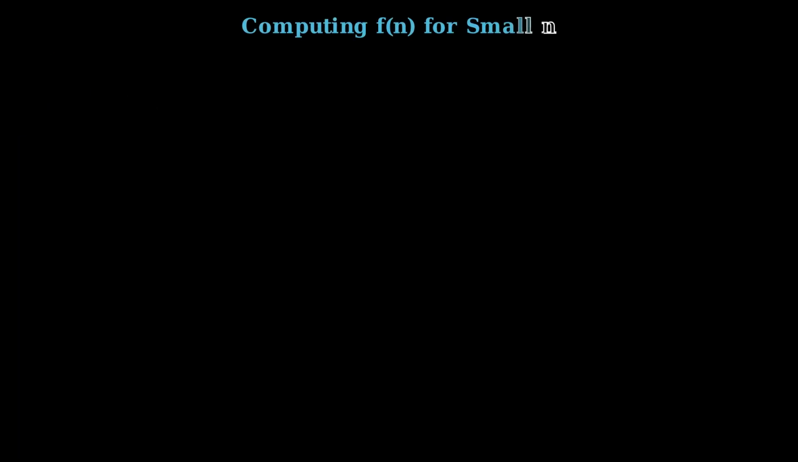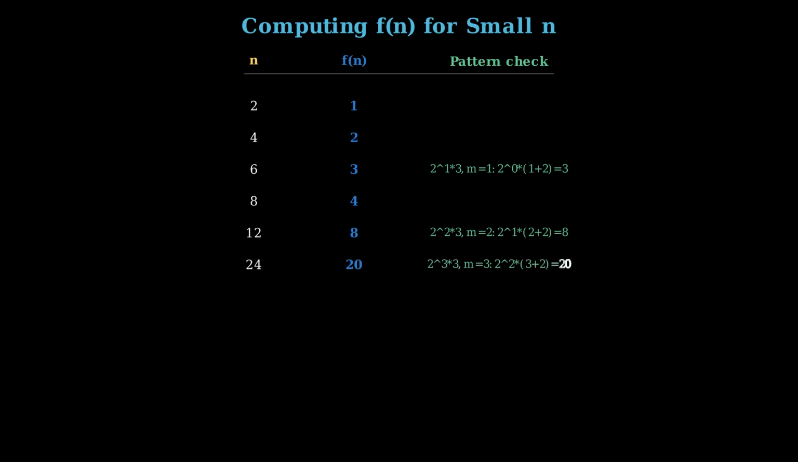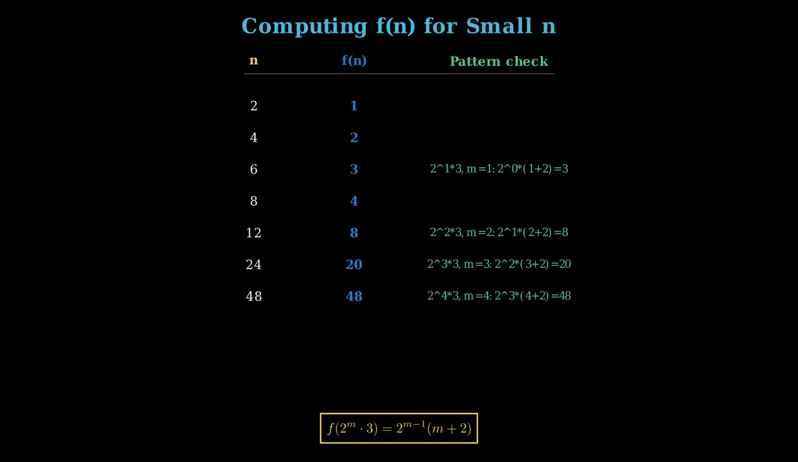Let f(n) be the number of n-chains. f(2) = 1, f(4) = 2, f(6) = 3, f(8) = 4, f(12) = 8, f(24) = 20. For numbers of the form 2^m times 3: f(6) = 3, f(12) = 8, f(24) = 20. The formula claims f(2^m times 3) = 2^(m-1) times (m + 2).